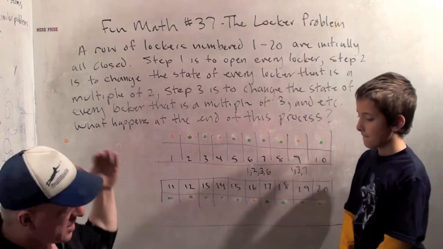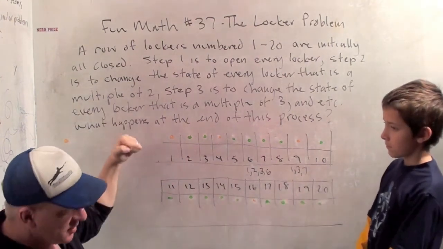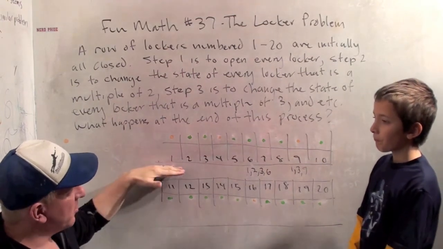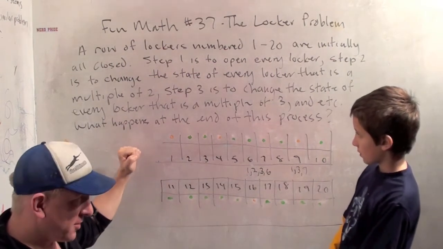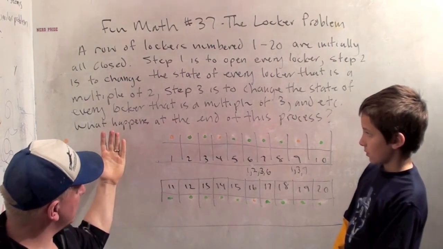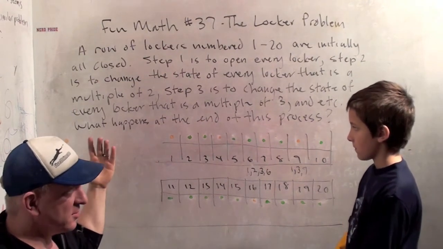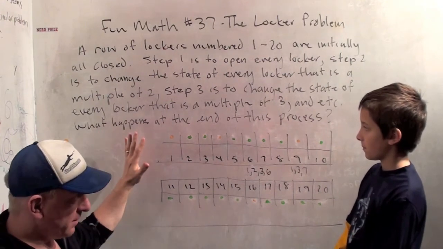So if I asked you to do this up to 1,000, you do it for a small number, look for the pattern, notice that the pattern is the perfect squares are always left open. The reason the perfect squares are left open is because a door gets switched every time there's a divisor. And if you start closed and you get switched an odd number of times, you end up open.